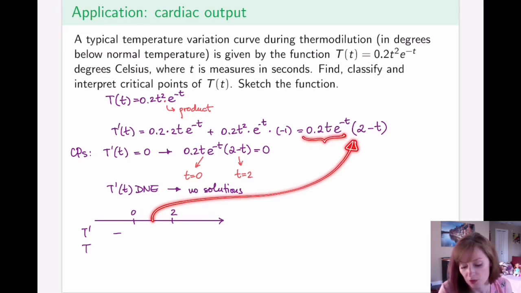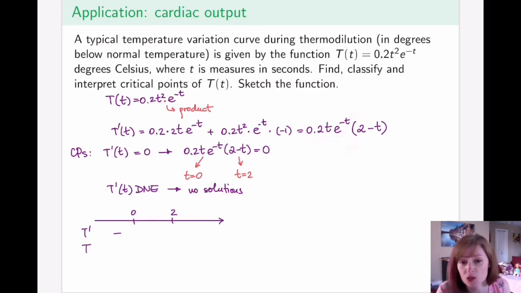Because once again, I don't even need to bother plugging anything into e to some power. That will always remain positive. And 0.2 times 1 is positive. 2 minus 1 is also positive. Positive times a positive gives me a positive. The last one will be negative.